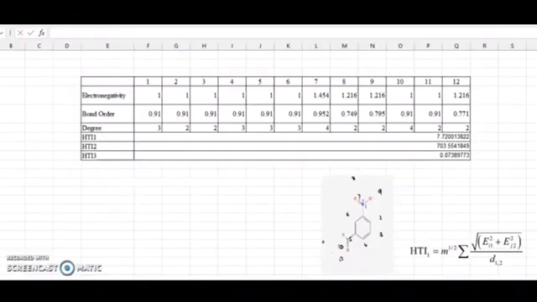We start the formula with equal, open bracket, select the first electronegativity on the first vertex, powered by 2, plus the second electronegativity, powered by 2, close the bracket. The power here, we change it to power of 0.5, and then divide it by the first degree on the first vertex point, and then close the bracket.